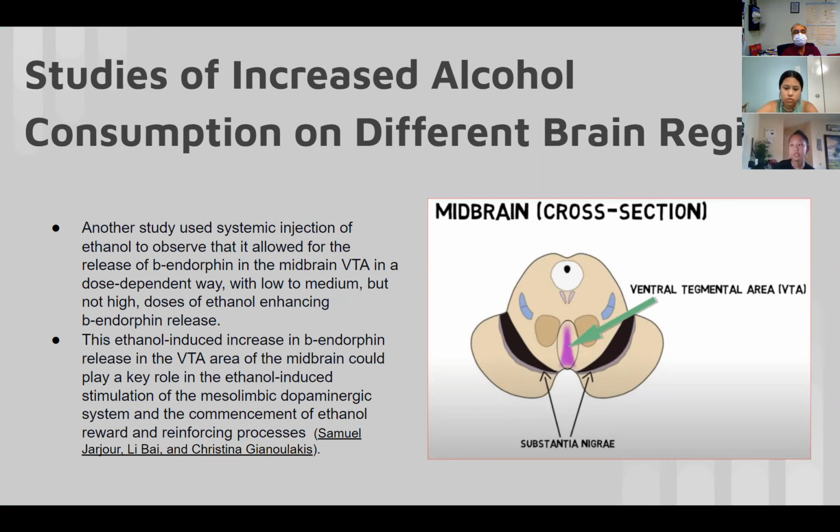And then another study used systemic injections of ethanol to observe that it allowed for the release of beta endorphins in the midbrain VTA in a dose-dependent way, with low to medium but not high doses of ethanol enhancing beta endorphin release. This ethanol-induced increase in beta endorphin release in the ventral tegmental area of the midbrain could play a key role in the ethanol-induced stimulation of the mesolimbic dopaminergic system and its commencement of alcohol reward and its reinforcing processes.